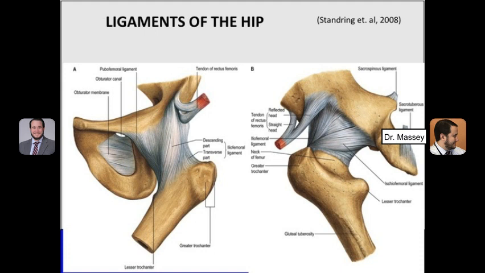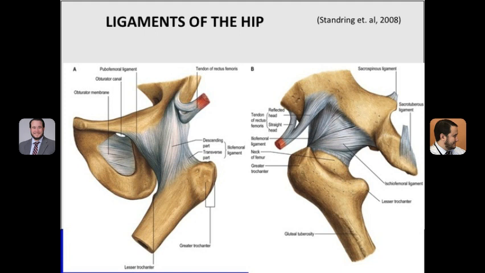Now with extension motion, so as the hip is put in an extended position, these ligaments are going to wind around the hip. So all of these ligaments are going to become tautened and essentially provide stability to the hip joint itself. Now with flexion, the opposite occurs. So these ligaments unwind around that femoral neck and become slackened.